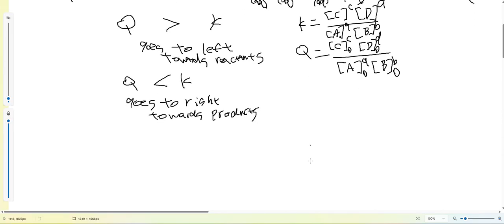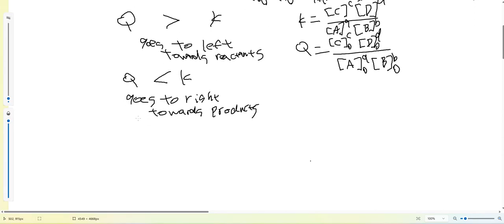And now, for the third and final case, Q is equal to K, that means that both the numerator and the denominator match the K expression, which means that it doesn't go anywhere. It's at equilibrium.